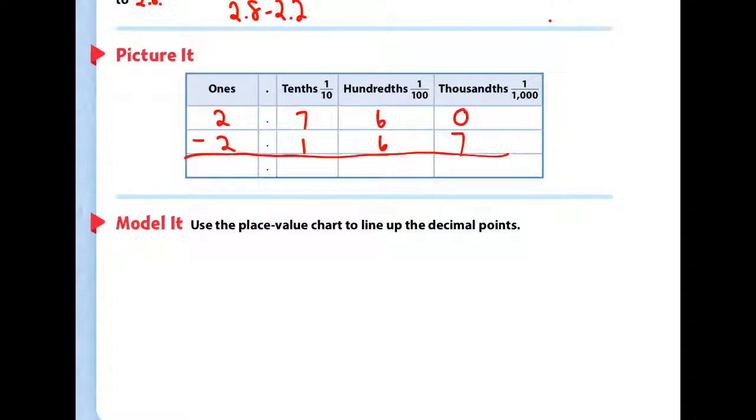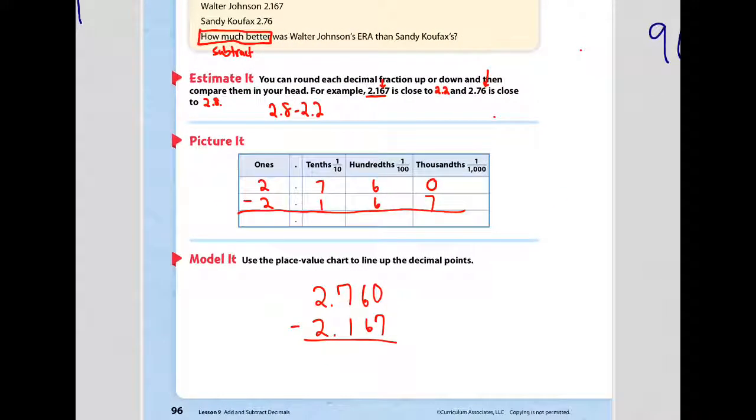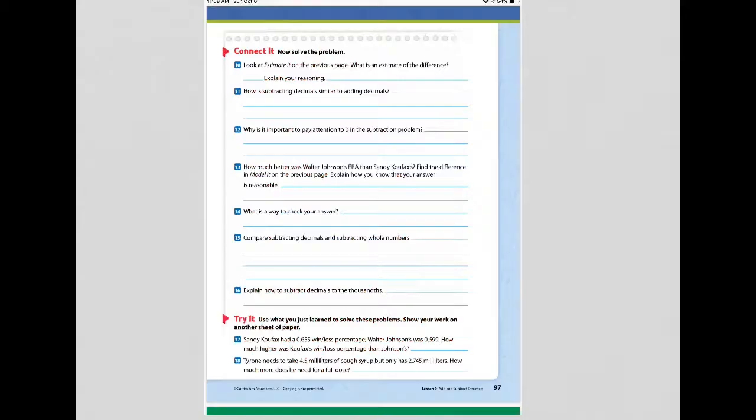Last, use the place value table to help us line up our problem. So we could have our problem as 2.760 minus 2.167. So 3 strategies there: estimating, place value table, and getting the problem written down. All right, on the next page, you're going to be working through solving this problem.